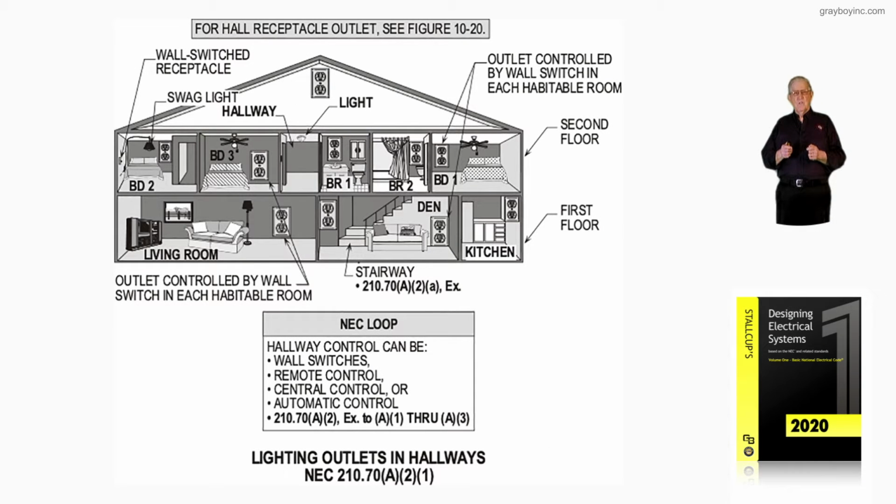Now, this illustration deals with lighting outlets and hallways, although it demonstrates the procedures for providing a lighting outlet in the entire dwelling unit. And then again, receptacles are 210.52. And we know for a hallway receptacle, figure 10-20 says if the hallway is over 10 foot in length, we need a receptacle located in the hallway.